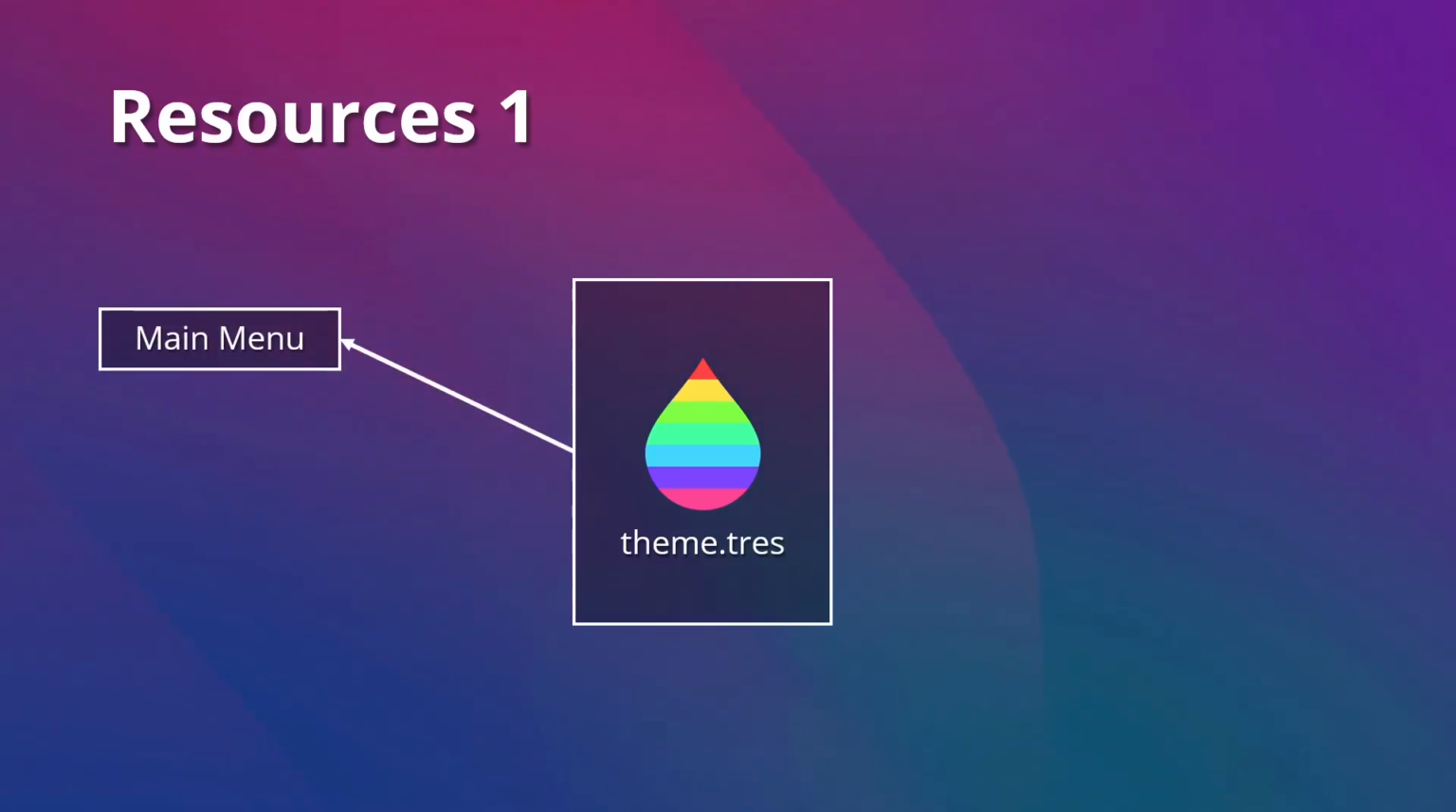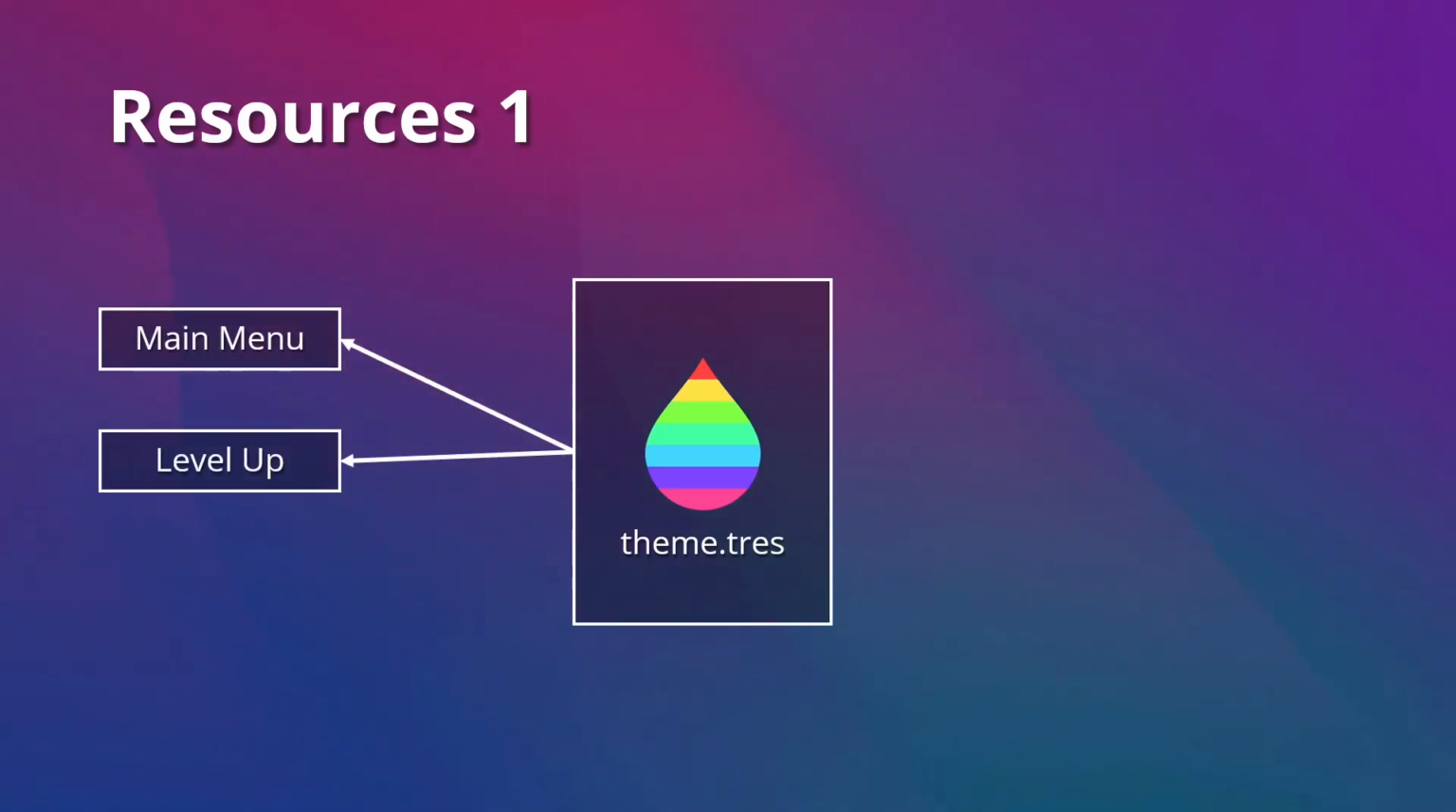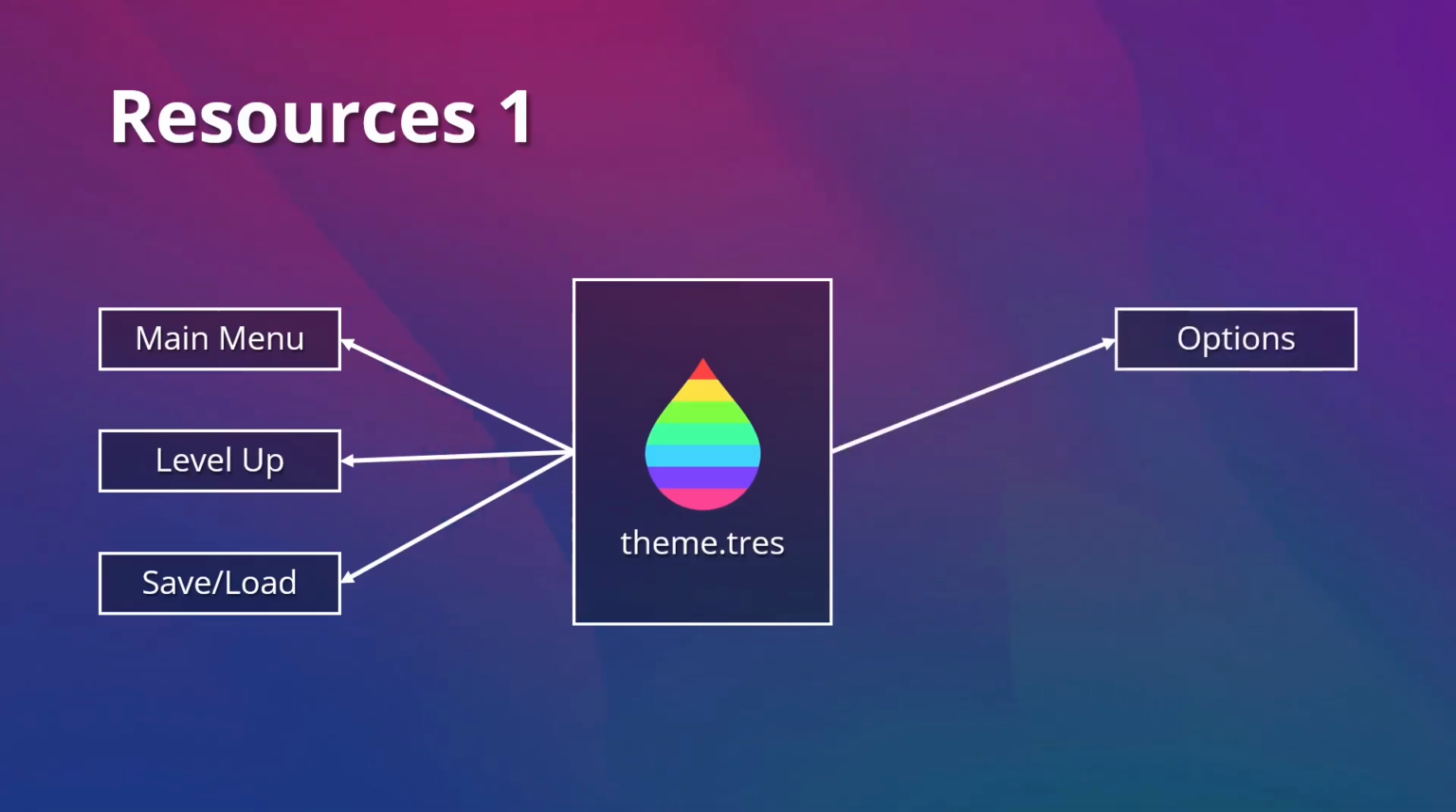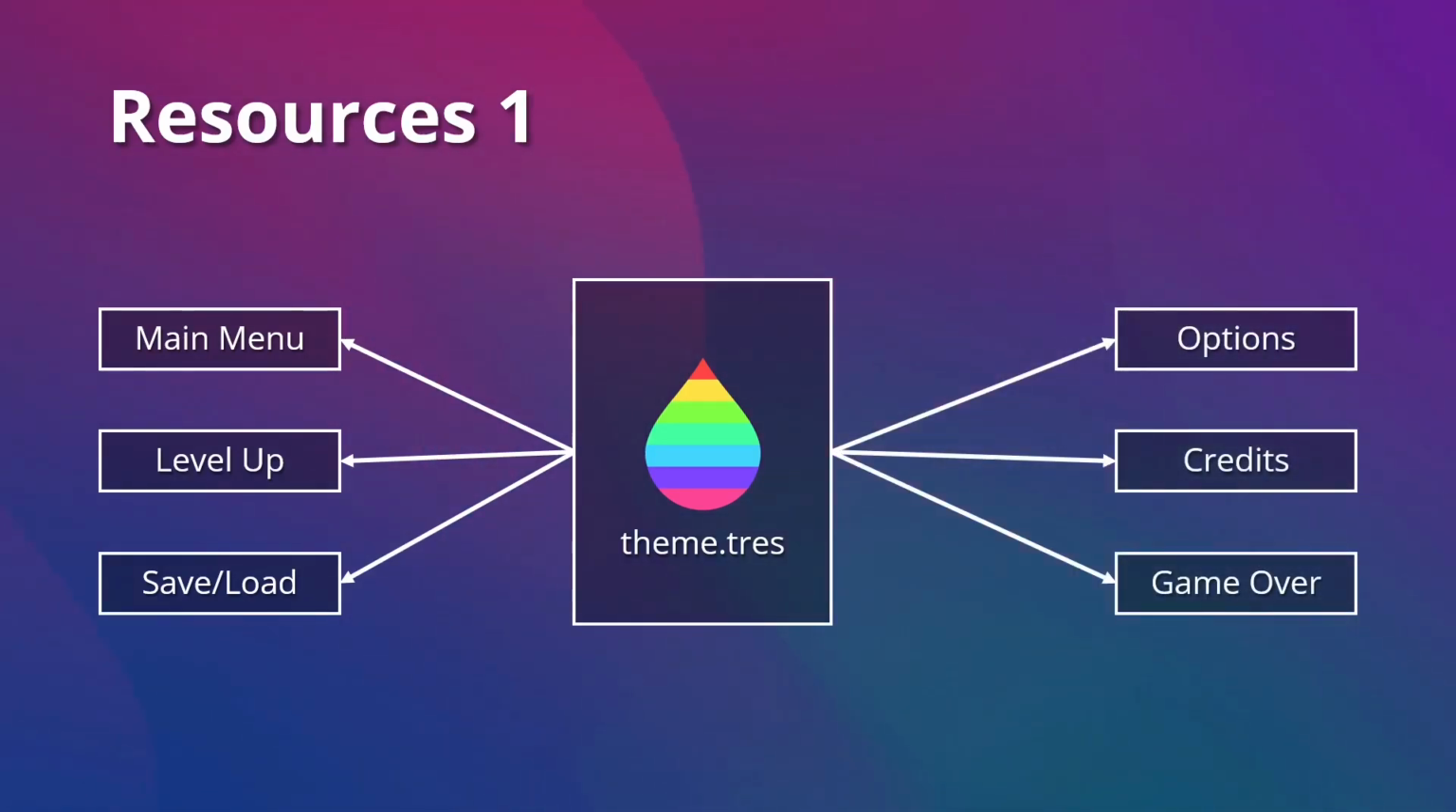So for example, the main menu, the level up screen, the save load window, the options menu, the credits, the game over screen, you get the idea. And then if the designer comes in and says, okay, this button should be changed, we only need to change it in the theme itself and all the screens will update accordingly.